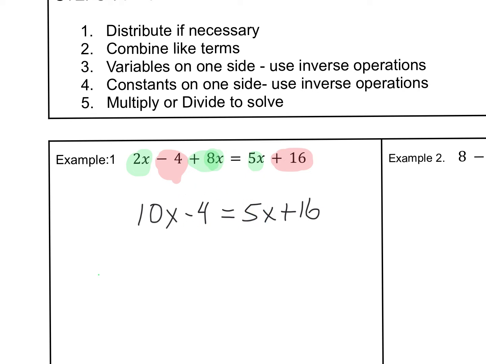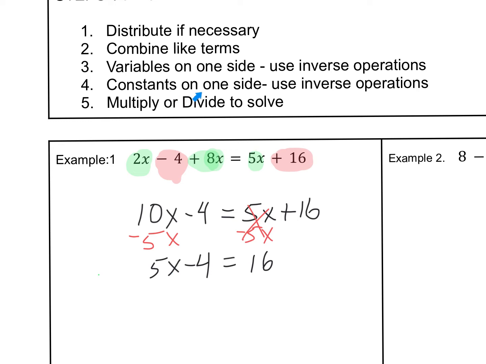What I want to do is use inverse operations. So I'm going to subtract 5x from this side because that will cancel it, but you also have to subtract 5x from this side. So now what I have on the left side, when I subtract 10 minus 5, I have 5x. So 5x minus 4 equals, and now on the right side, all I have is 16. All right. So now, what we've done is we've gotten the variables together on one side.